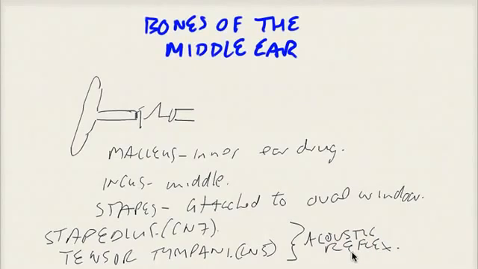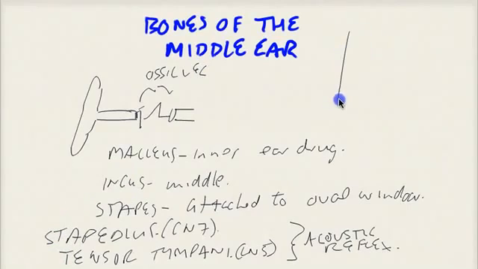So if we're asked, what does the acoustic reflex do? We can say it dampens the effect of prolonged loud noises by contracting the stapedius and the tensor tympani. That lessens the response of the ossicles to the sound, the ossicles being our three bones.